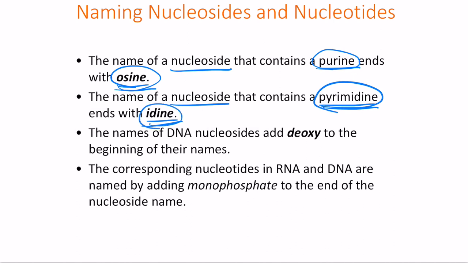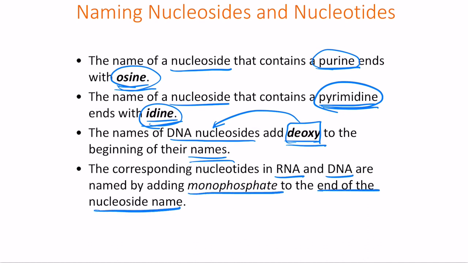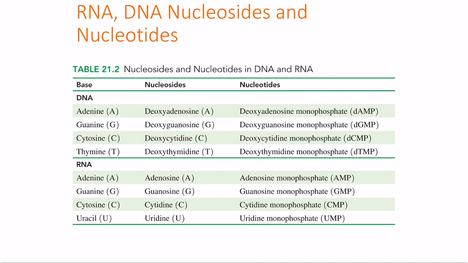So this is how we can differentiate what type of base it is, whether it's a purine or a pyrimidine. Now the names of the DNA nucleosides add deoxy to the beginning of the name. If it is not deoxy, we generally write the general structure. So the addition only comes in when it is a nucleoside of a DNA. Now the corresponding nucleotides in RNA and DNA are generally named by adding a monophosphate to the end of the nucleoside name. So the monophosphate here is the one that creates the final name for the nucleotide.